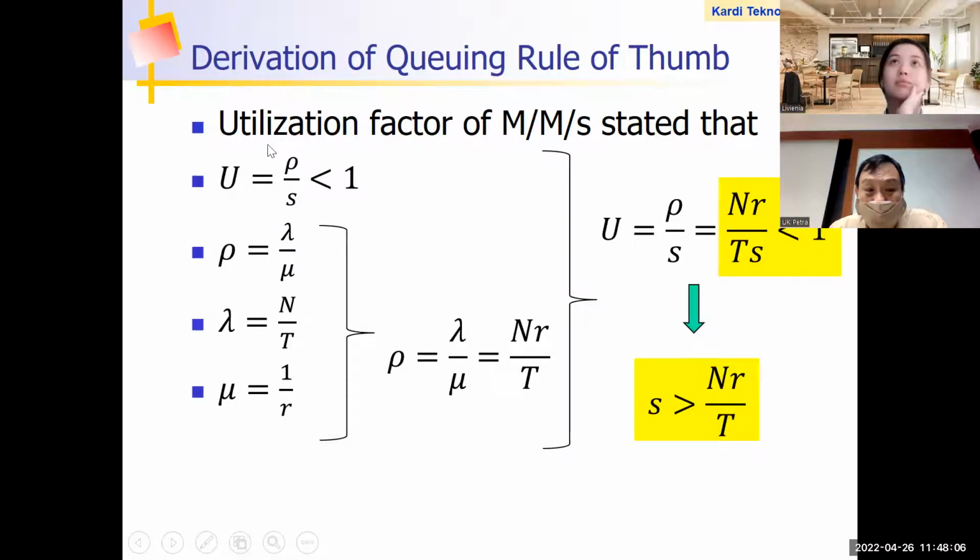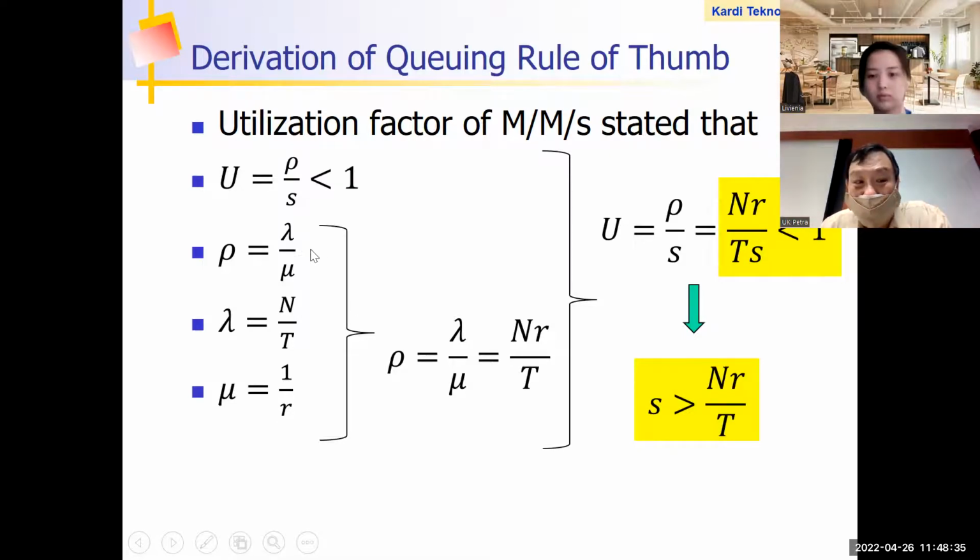So, and then from here, I can say rho is equal to lambda per mu. Lambda is equal to N over T, right? And then mu is a rate, right? That means 1 over R. What is R? R is the service time. Okay? Mu is the service rate. So service time is 1 over R.